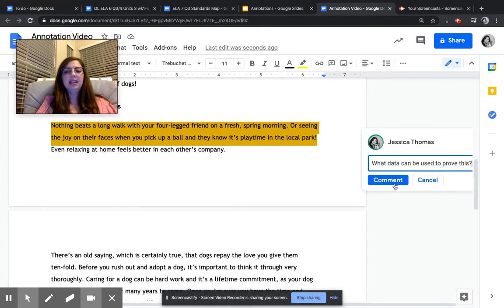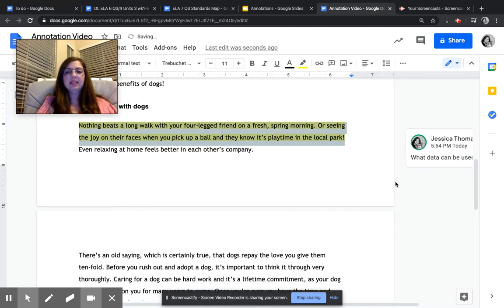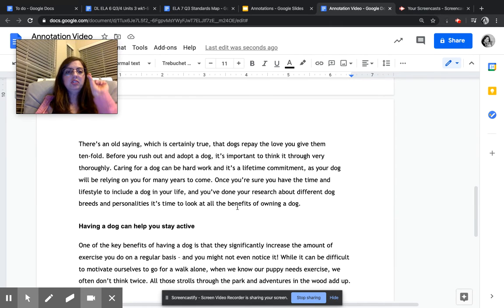Right? I mean, I kind of want facts. I want facts. I want data. This is an article. I want more information. Notice that when you make comments, it kind of highlights over your highlighting. That's okay. Please don't worry about that. Okay, I'm going to do just a little bit more.